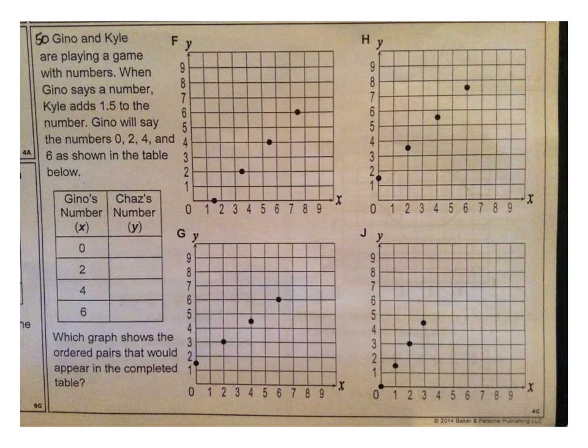Number 50. Gino and Kyle are playing a game with numbers. When Gino says a number, Kyle adds 1.5 to the number. Gino will say the numbers 0, 2, 4, and 6 as shown in the table below. Which graph shows the ordered pair that would appear in the completed table? So you're adding 0.15 to each of those numbers.